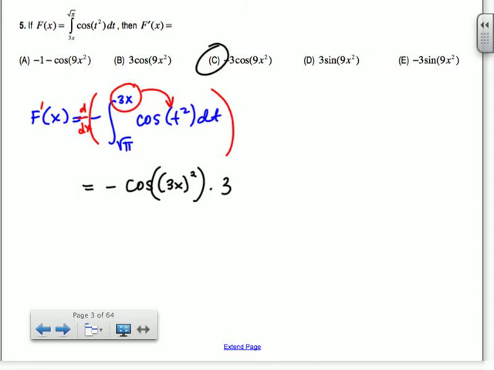Do you guys see where the negative came from? So the negative was from switching this around.